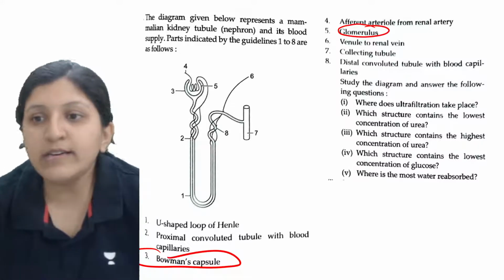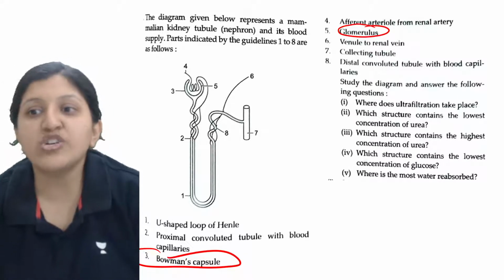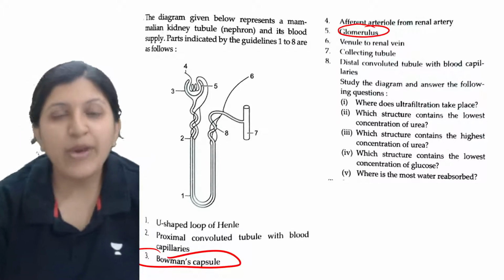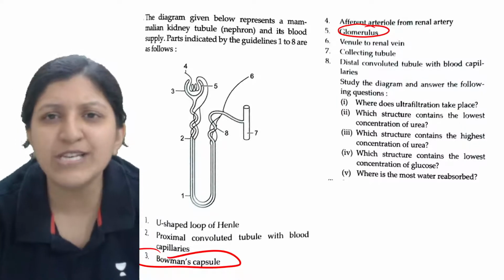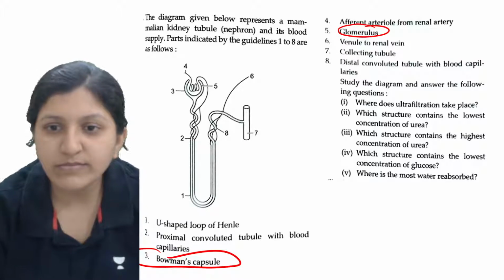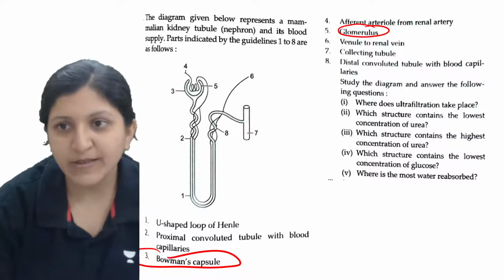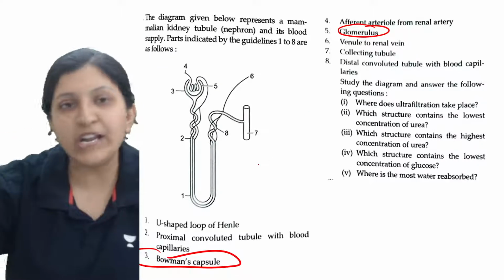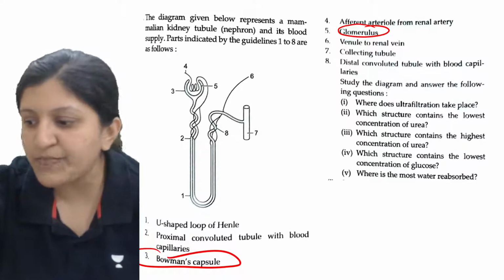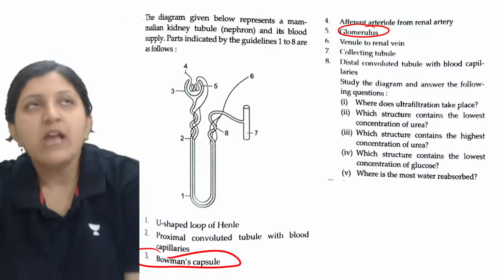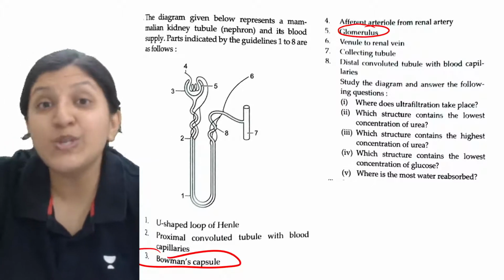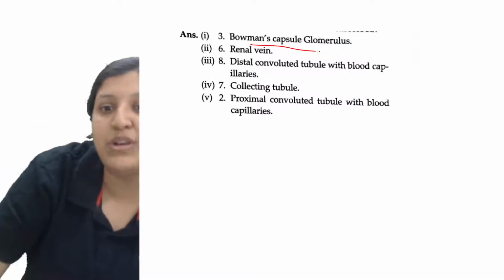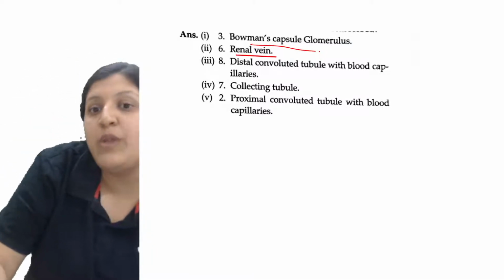Other than that, what is asked: which structure contains the lowest concentration of urea here? Where exactly do you find less concentration of urea? Here they have given all the parts, right? So filtration is done, ultrafiltration is done. Once the ultrafiltration is done, urea is gone. So now which part contains very little urea? It is the renal vein part.